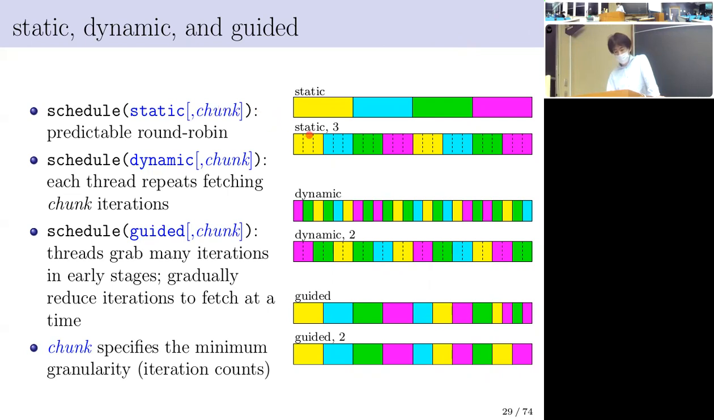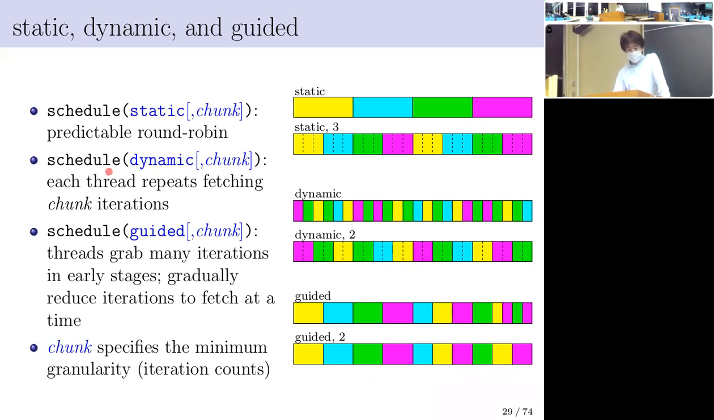You can also specify the chunk size after static. For example, when you say static comma 3, the first thread gets the first 3 iterations. The next thread gets the next 3 iterations. And when all threads have gotten one chunk, the first thread gets another chunk like this. Again, this is completely predictable. Given the entire iteration space, each thread immediately knows which iterations it needs to work on.